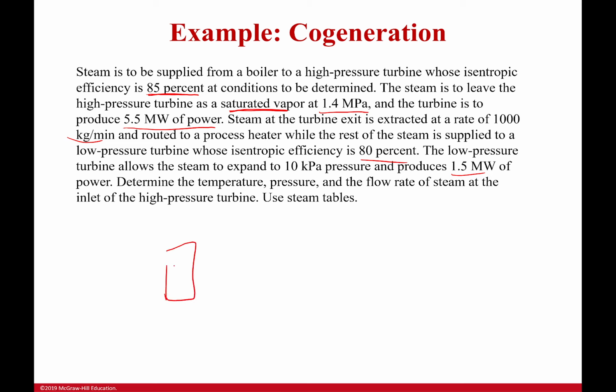So it looks like we've got a boiler. I'll just put a B for boiler. That is then flowing 100% into this high pressure turbine. After the high pressure turbine, it seems like it goes all the way through it. And it is splitting at this point. So I have one that's going into a process heater, I'm just going to call that PH, and the other one that's going into a second turbine.